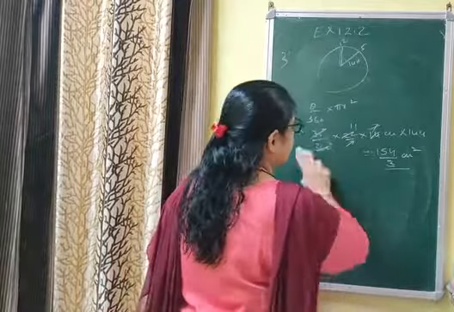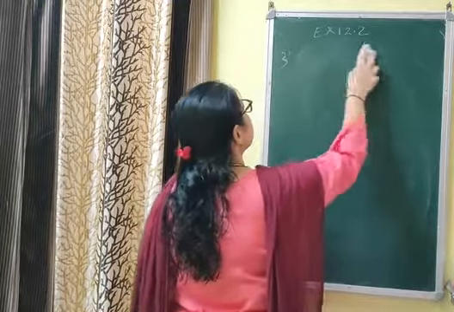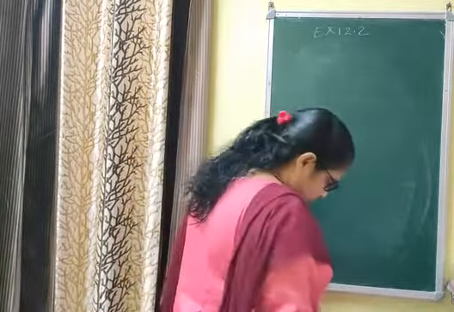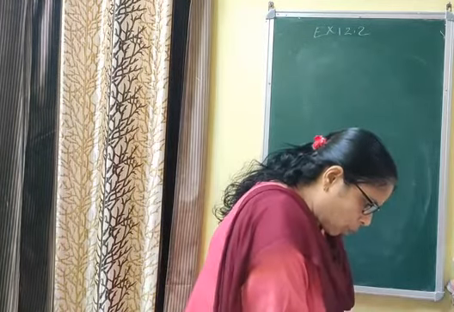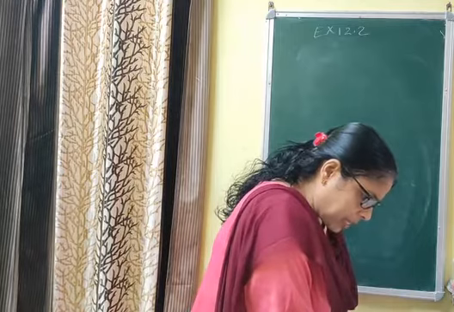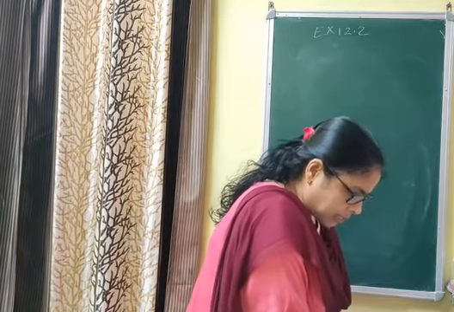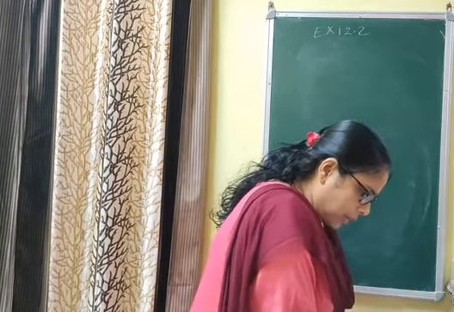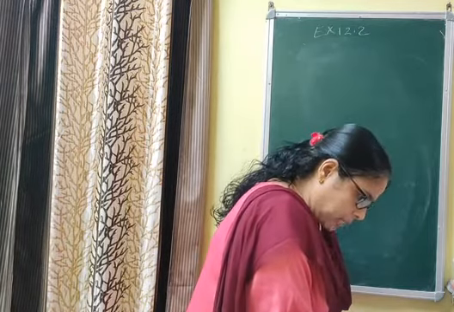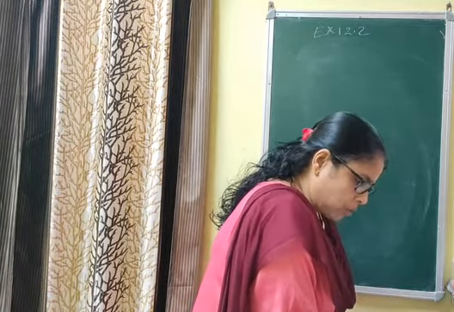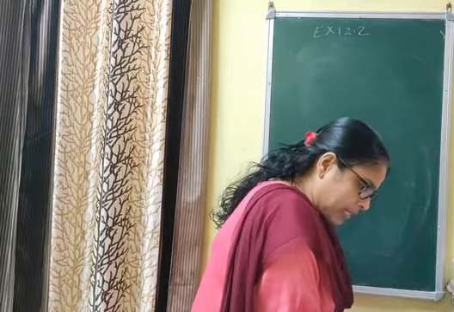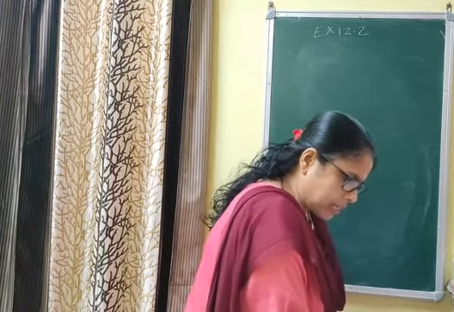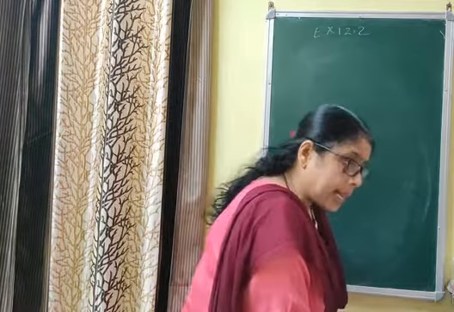Next question is, I am reading the question number 4. A chord of a circle of radius 10 cm subtends a right angle at the center. Find area of the corresponding minor segment, major sector. Use pi equal to 3.14. You are asked to find the area of minor segment and major sector of a circle of radius 10 cm with chord subtending a right angle at the center.